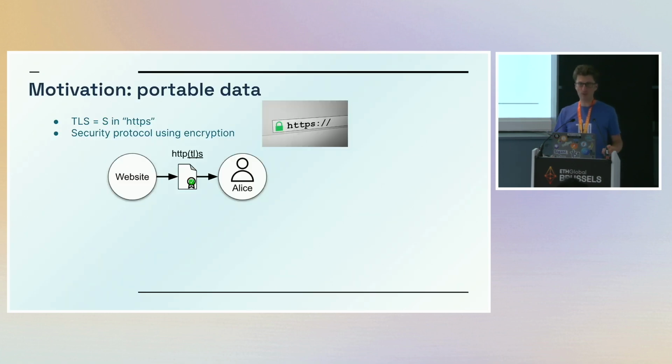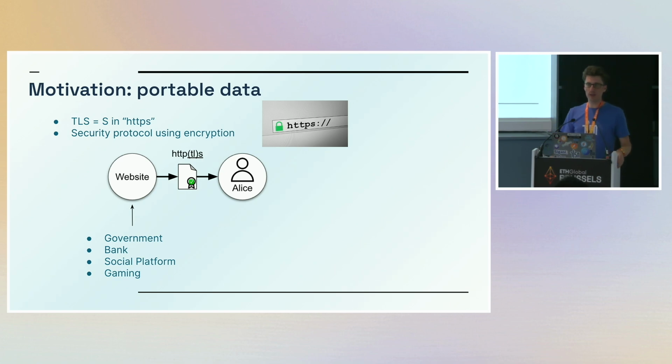So first, the motivation, why would you consider using TLS Notary? I assume everybody knows HTTPS. TLS is the S, the secure in HTTPS, and it's used to get data, Alice can get data from a website. What is data? It could be identity information from a government website, it could be balance information from a bank, it could be social information or just gaming stats that you want for bragging, for example.